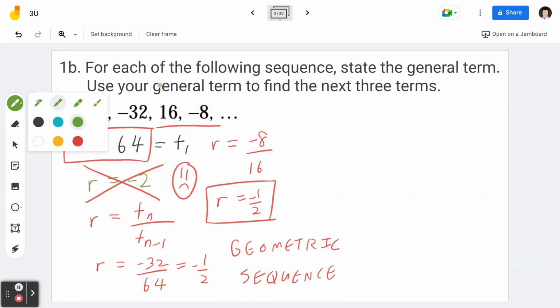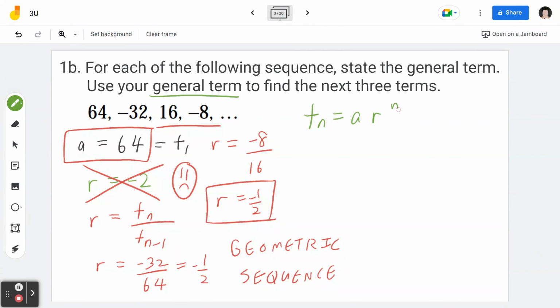Again, what does that really mean? My goal is to find the general term. Don't forget, Tn is A times R to the power of n minus 1. In this case, A, the first number, is going to be 64. R is going to be negative half to the power of n minus 1. And I think this is good enough in terms of the answer we're looking for. I'm going to put a box around this.